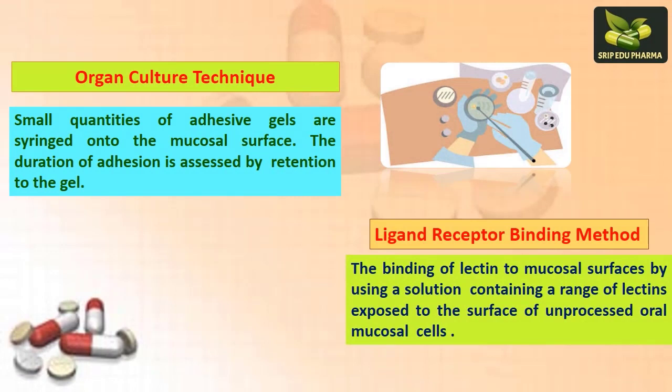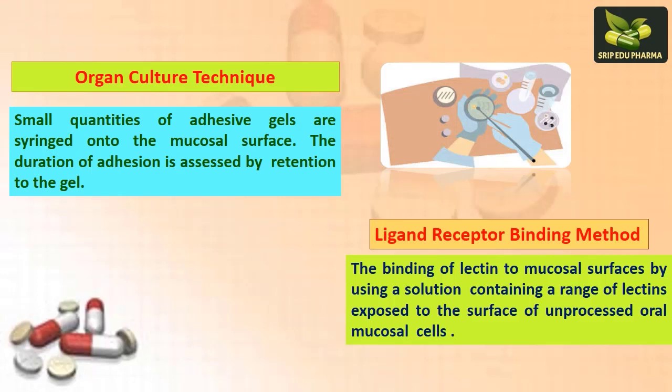The next technique is the organ culture technique. In this study, an organ culture is used to maintain hamster cheek pouch mucosa submerged on a stainless steel grid in growth medium. Then a small quantity of adhesive gel is syringed onto the mucosal surface, and the duration of adhesion is assessed by the retention of the gel.